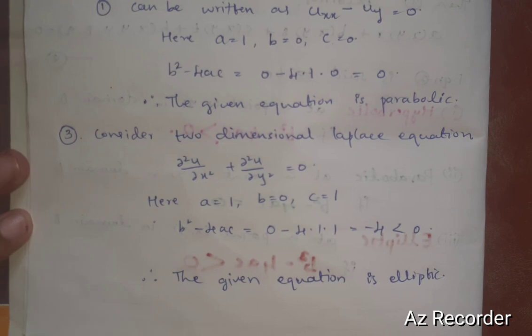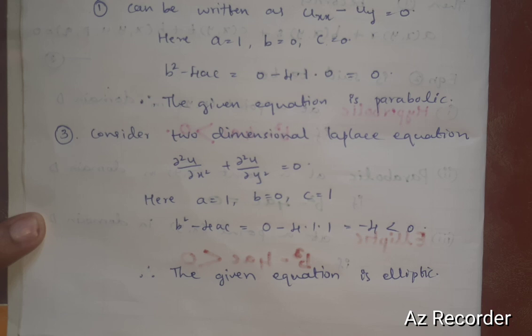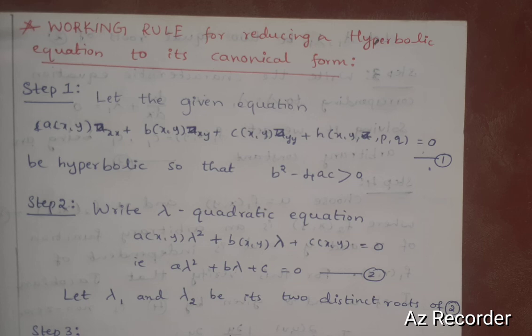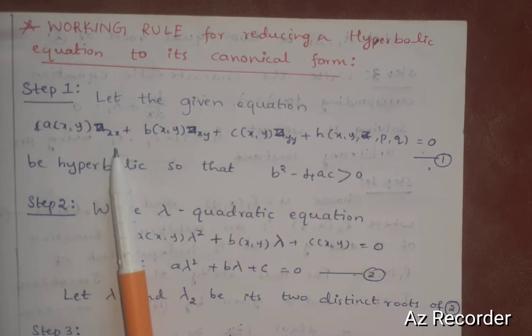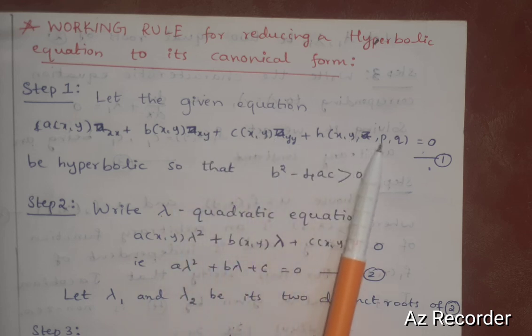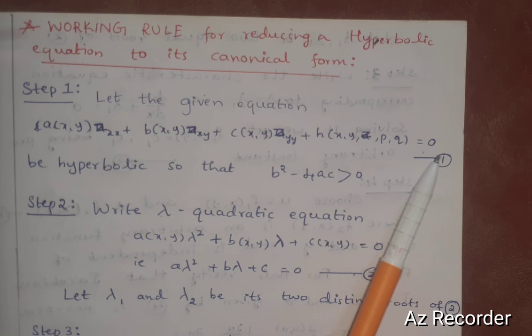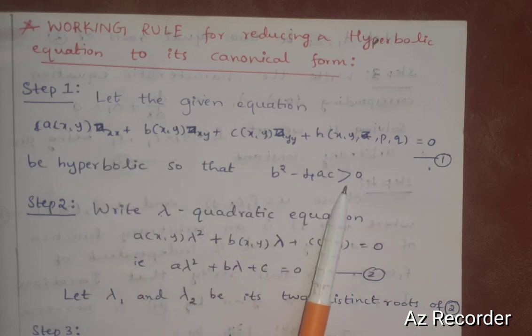Okay, so we have seen some examples of how we can check whether the given partial differential equation is hyperbolic, parabolic or elliptic. Now let us see what the working rule is for reducing a hyperbolic equation to its canonical form. So let the given equation be a(x,y) zxx plus b(x,y) zxy plus c(x,y) zyy plus h(x, y, z, p, q) equal to 0.